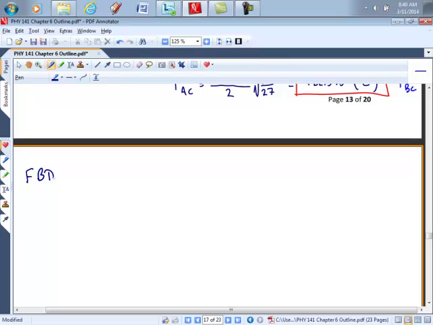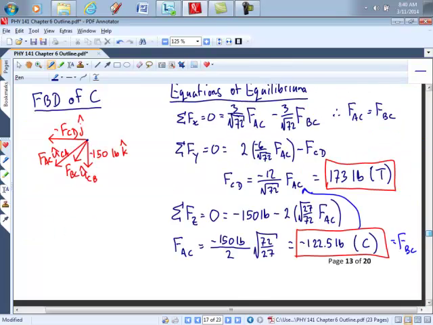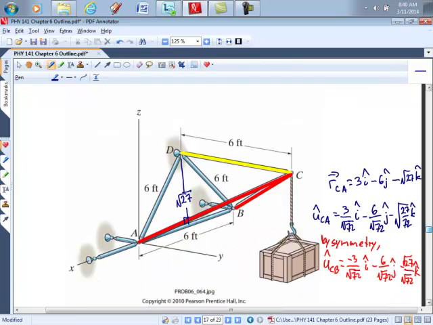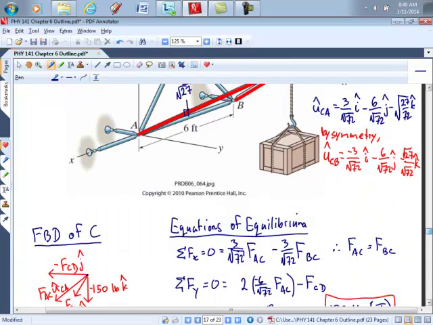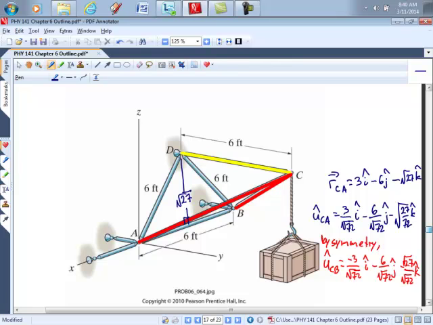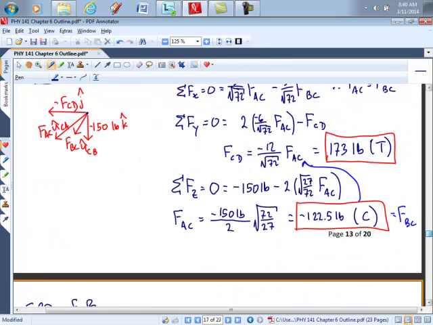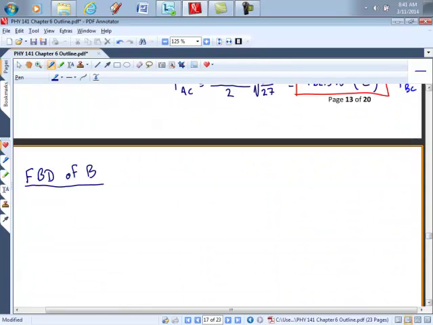Free body diagram of B. All right, so B, now we're going to do this. And we're going to take a picture.